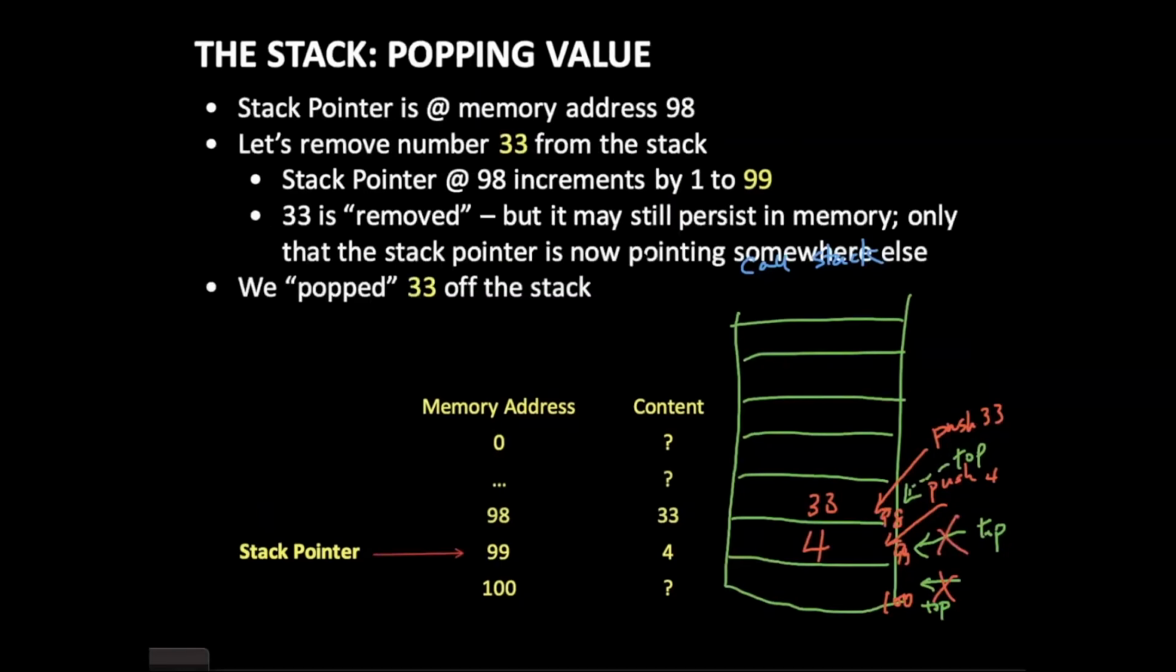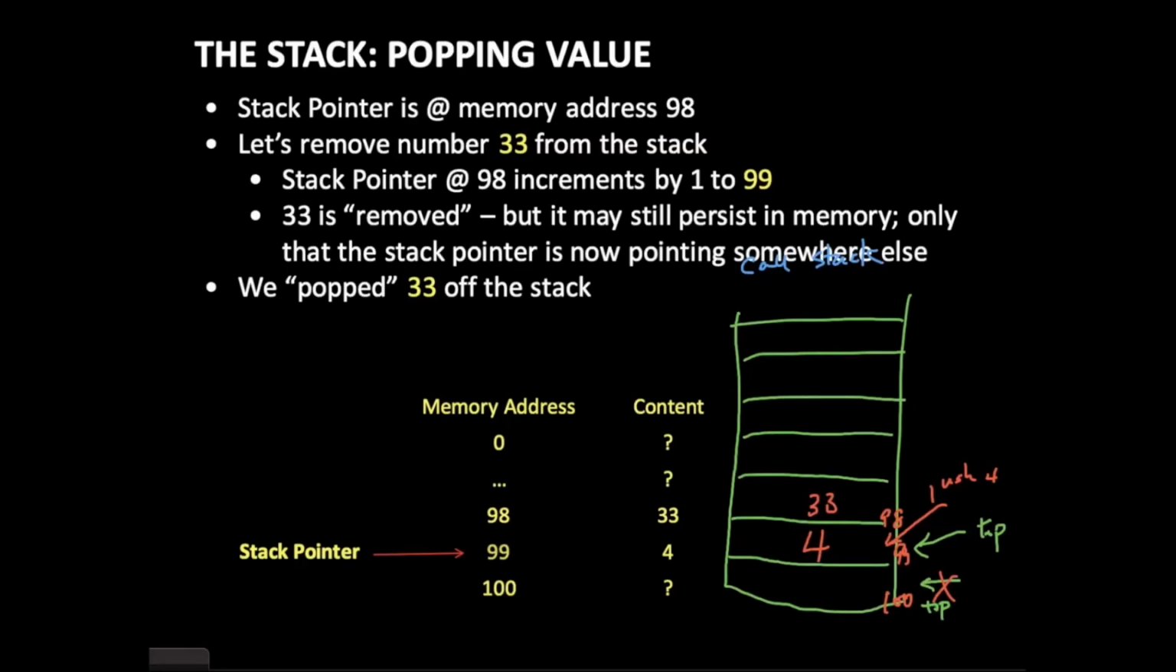In this example, we're going to remove the number 33 from the stack. Notice that top now points to address 98 with a value of 33. So what we need to do is remove 33, which means popping 33 off of the stack, as illustrated here. The value of 33 remains in memory address 98. What does that mean? Well, that tells us a couple of things. One is your program is not going to actively erase a value off of the stack. Popping a value off of the stack simply means moving your top pointer back to where it was.